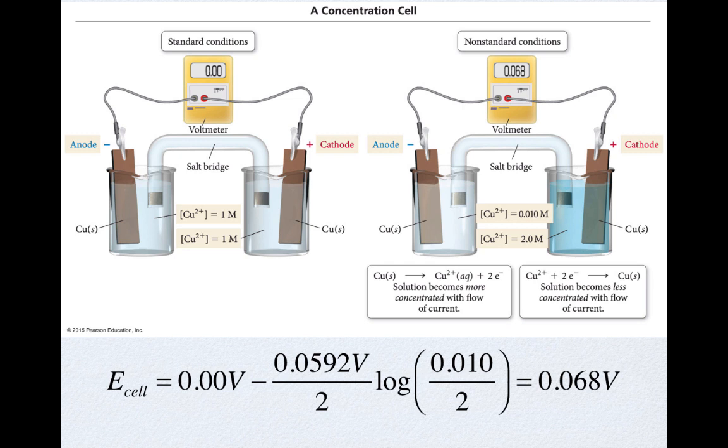We do still have a number of electrons being transferred, and since we're working with copper 2+, that's going to be 2, and log of 0.01 over 2. Now it's 0.01 over 2 because the ion that is in the products here is on the oxidation side, so that's my 0.01 molar, and then the 2 is the concentration of copper ion in the reactant side, and that comes from the side where reduction is occurring, and so that concentration is 2. And we see that we get there a 0.068 volt battery, even though we've got 2 copper electrodes. So this comes as a result of a difference in voltage.